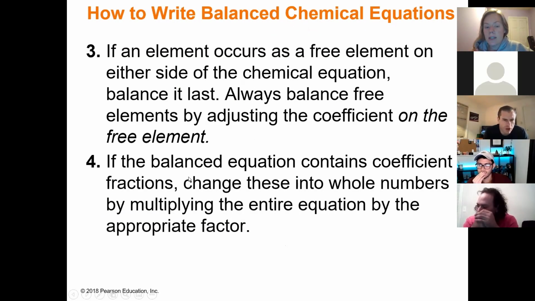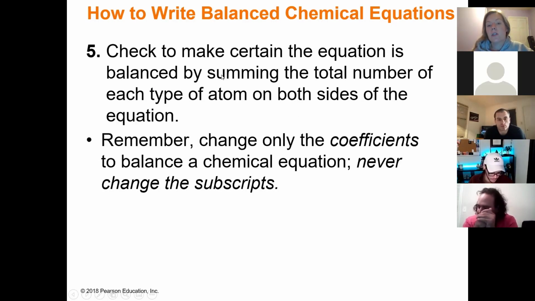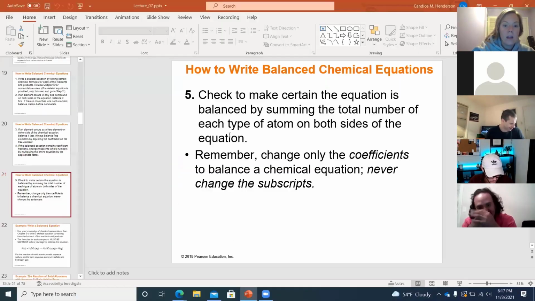If the balanced equation contains a fraction, like 1.5, change these into whole numbers by multiplying by an appropriate factor. So if one of your coefficients was 1.5, you'd want to multiply everything by 2 to get rid of that. Check to make certain the equation is balanced by summing the total number of atoms on each side. I'm going to show you guys how you can do that as you go along, so you don't have to check at the end. And then remember, change only coefficients. Don't ever change subscripts.